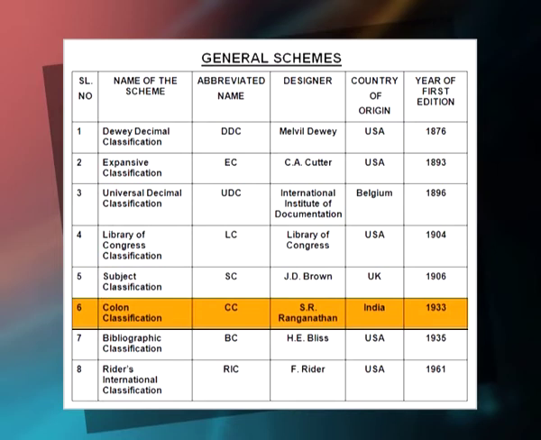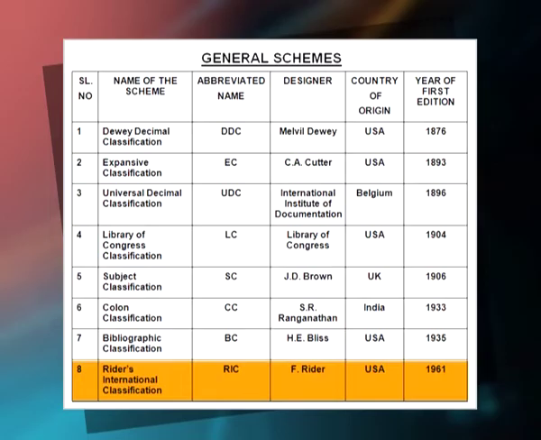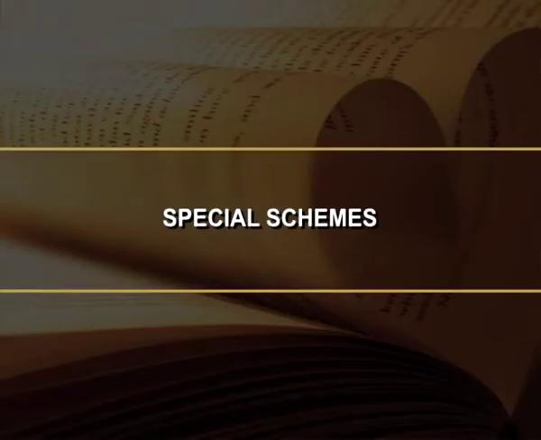Colon Classification CC, S. R. Ranganathan of Indian origin, 1933. Bibliographic Classification BC, H. E. Bliss of USA, 1935. Rider's International Classification RIC, designed by F. Ryder USA, 1961.